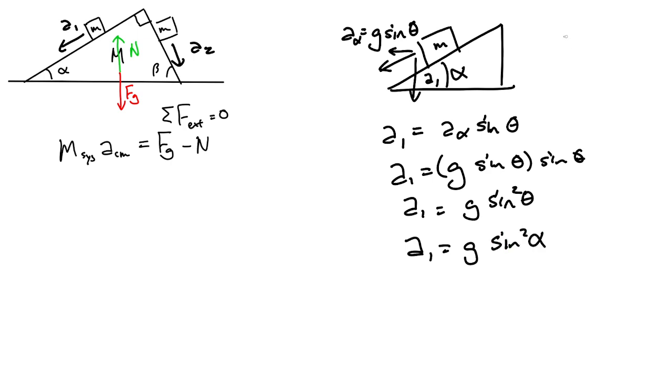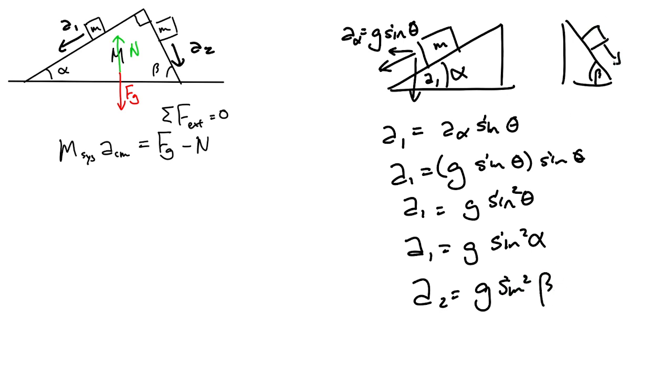And we can do essentially the exact same for the other block. This is beta. If we set that value to a2, that means that a2 is equal to g sine squared of beta, and we can use the same process. This is g sine beta, and then we need that vertical component, so it's just g sine squared beta.